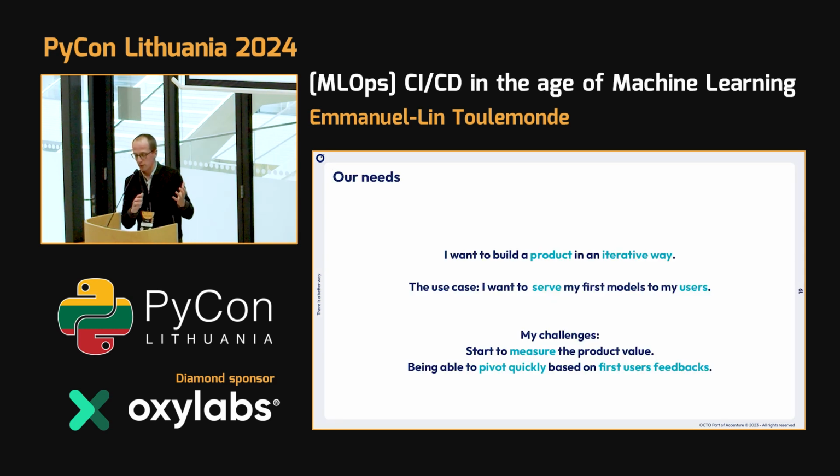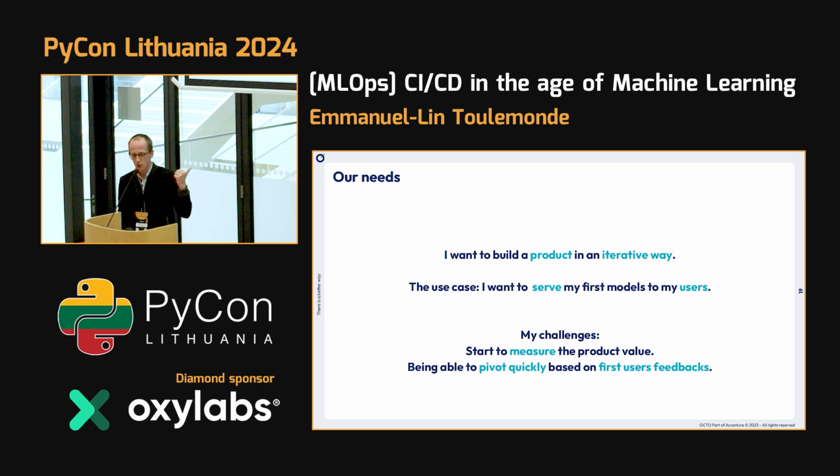So I want to develop a product in an iterative way because I kind of believe in agile and stuff like that. My use case is I want to serve my first models to my users, and my challenges are to measure the product value. Is it useful to my user? Really useful, not just wow. And I want to be able to pivot quickly because I will get some user feedback. Hey, you should do that this way. Okay, I need to change everything. Okay, so I need to change quickly.